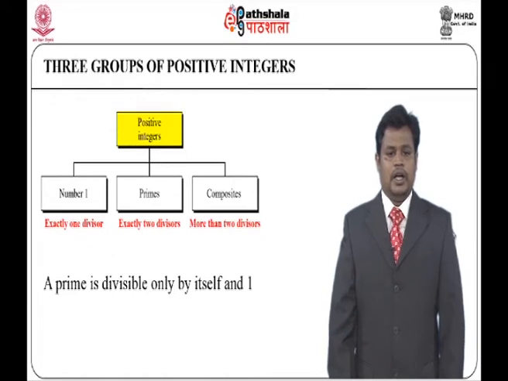So basically, there are three groups of positive integers. When I take a positive integer, I have the number 1, primes and composites. Number 1 has exactly 1 divisor, that is 1, primes have exactly 2 divisors, and composite numbers have more than 2 divisors.